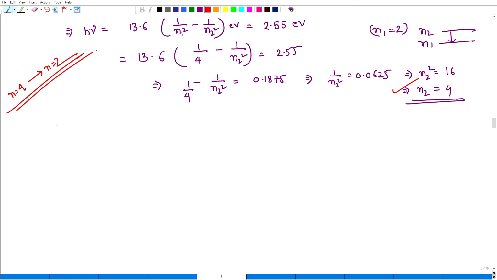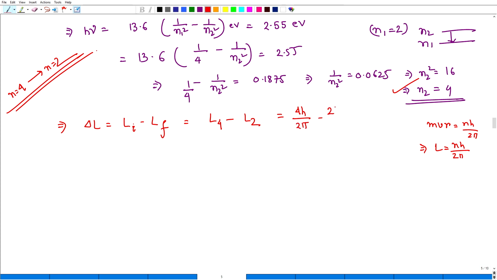Okay, so change in angular momentum, delta L will be L initial minus L final. So L initial is actually L4, L final is L2. So we know that L is equal to mvr equals nh by 2 pi, right? So it's actually 4h by 2 pi minus 2h by 2 pi. So 2h by 2 pi, so it's actually h by pi. Okay, and h by pi we have to calculate.